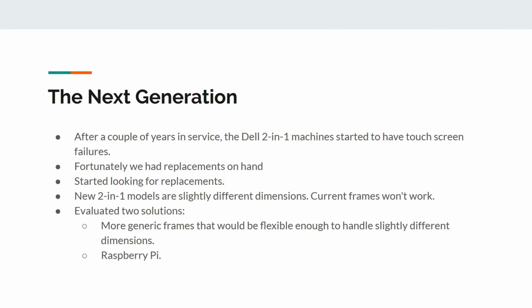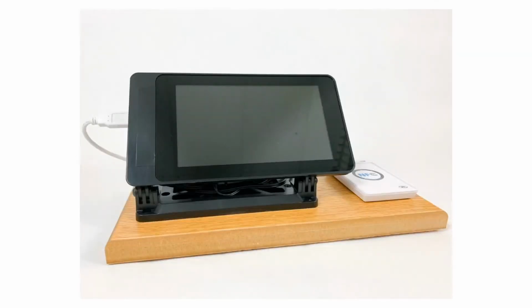So here's what we ended up with. And this is actually one that's in the admissions office. They didn't want it mounted on the wall. They wanted something that could just sit on their reception desk. And so this is what we came up with. But this frame here is called Smarty Pi, and it's available on Amazon. The touchscreen is actually the 7-inch official Raspberry Pi touchscreen, and then our NFC reader.